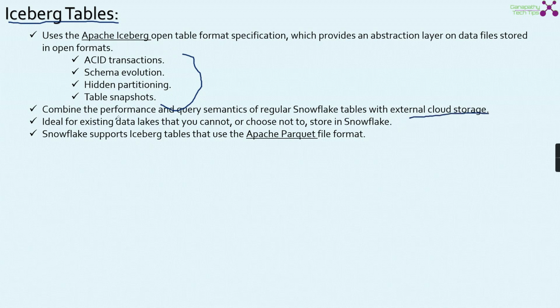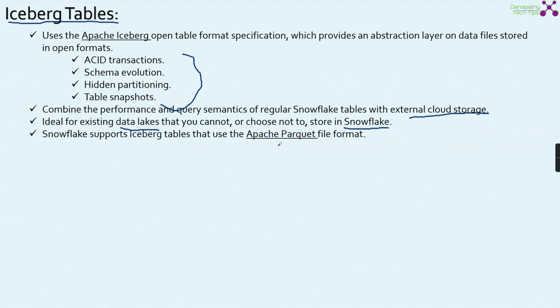That is the greater advantage of using the Iceberg tables. It is ideal for existing data lakes, as I told earlier, that you cannot or choose not to store the data in the Snowflake. So I am having an existing data lake which is lying in S3 in typical Apache Iceberg or something. So how can I take it into Snowflake? Iceberg tables are the ideal way to do that.